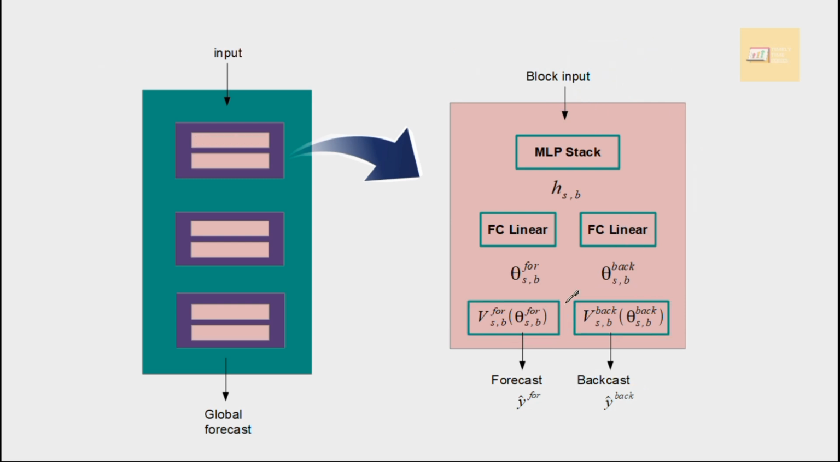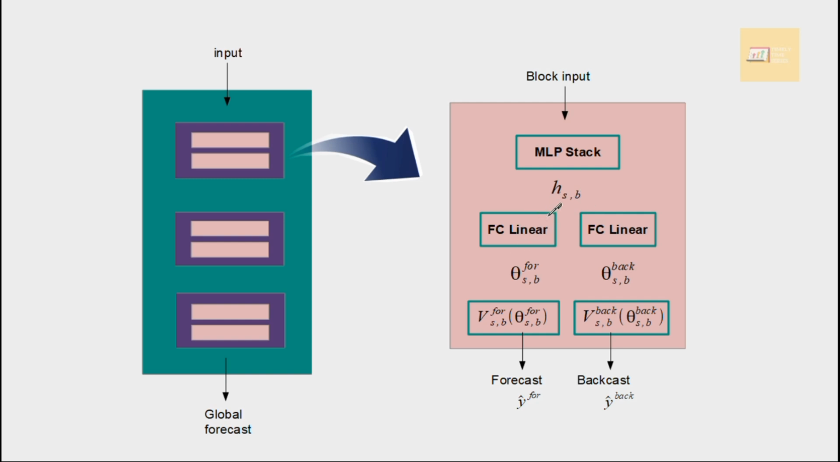Alright, so let's take a look at this block. This is what happens in the block for NBEATSx. The block input is once again Y and X. The block input will go through an MLP stack, a multi-layer perceptron stack, and then the output would be h, the lowercase h. The size of h would depend on the total hidden neurons in the MLP stack. In the coding section later, we will see that the default value is 512. So the size of h would be 512.